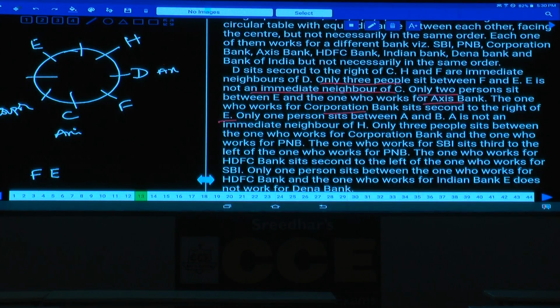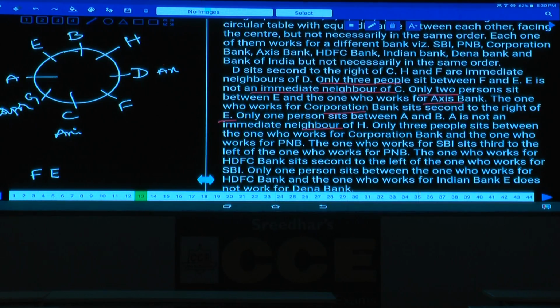Only one person sits between A and B. As only one person sits between A and B, and A is not an immediate neighbor of H, B is here and A is here. Then who is the person left over here? G is here.